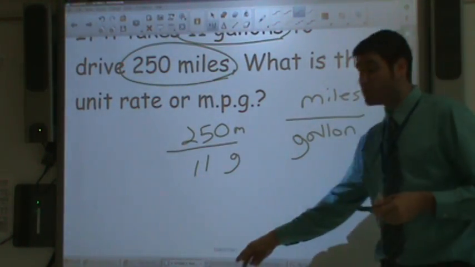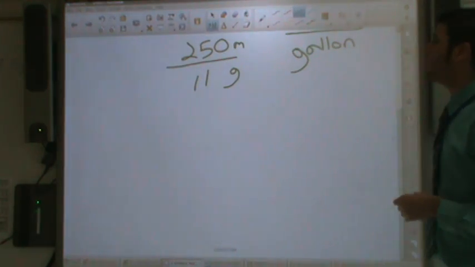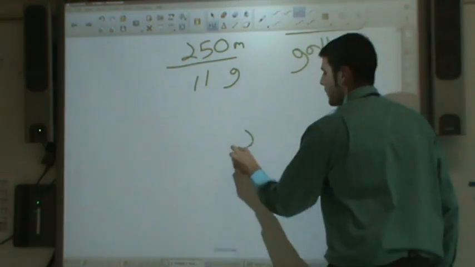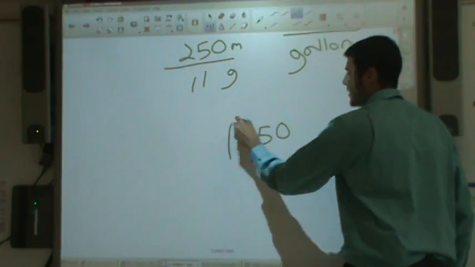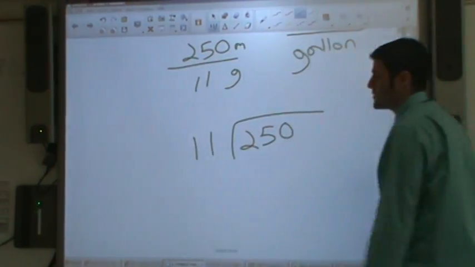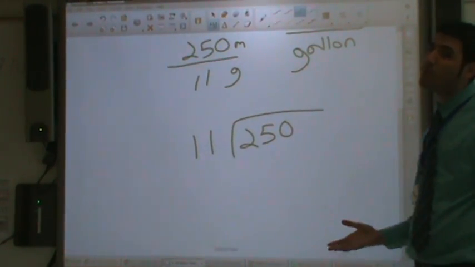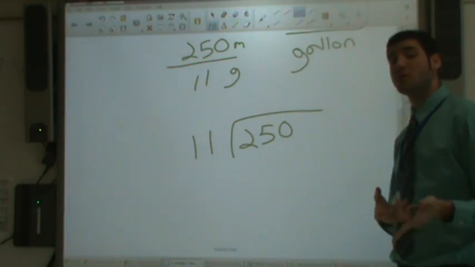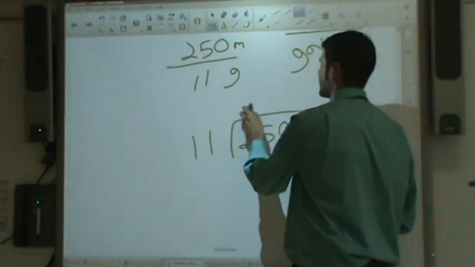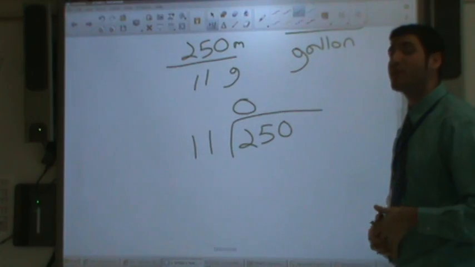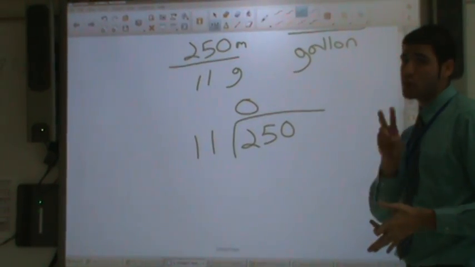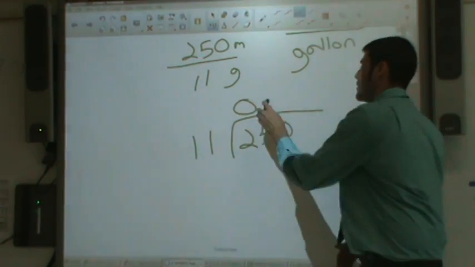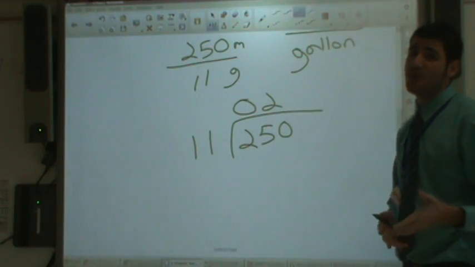So let's go ahead and do that simple division. So we have 250 miles, 250 divided by the 11 gallons. So now it's just a division problem. Here we go. Does 11 go into 2? No, it does not. Does 11 go into 25? That it does. How many times? Two. It goes in there 2 times. 2 times 11 is 22.